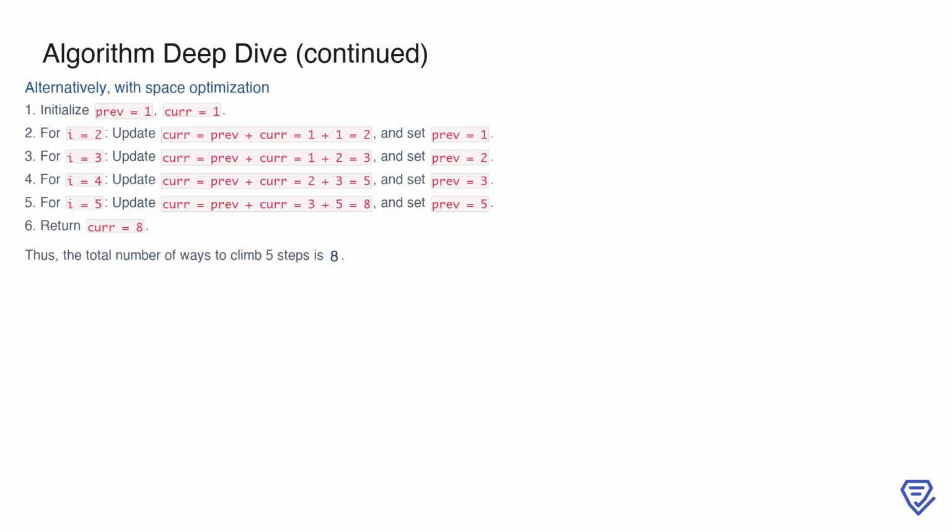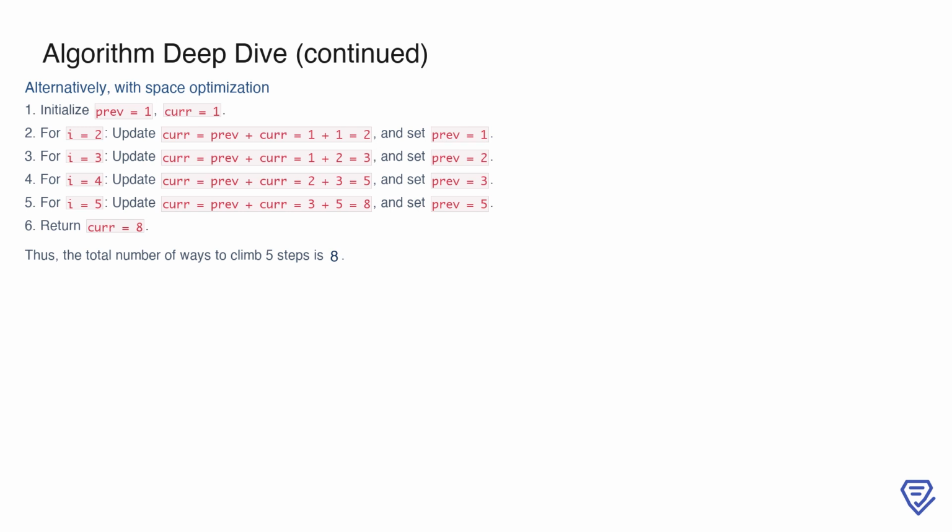Alternatively, we can use the space-optimized method to achieve the same result with fewer resources. Here, we initialize two variables, previous equals 1 and cur equals 1, representing the base cases. For i equals 2, we update cur to previous plus cur, which is 1 plus 1, resulting in 2, and then set previous to the old value of cur.